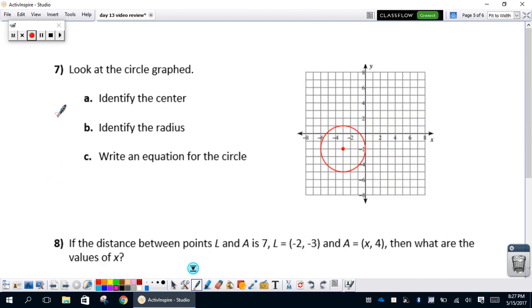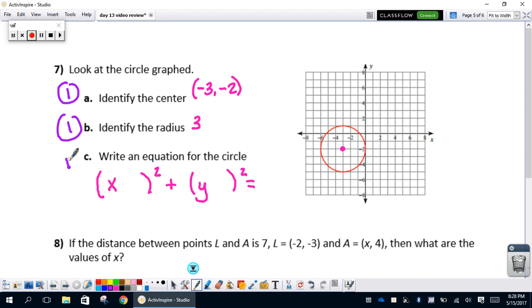Okay, number 7, look at the circle graph. All right, the center is right there for you. You really need to be able to identify that point. Okay, it's (-3, -2), and the radius would be 1, 2, 3. So my equation would be (x minus -3) squared plus (y minus -2) squared equals r to the second power. So I'll be checking to make sure you got that. You get 1 point for the center, 1 point for the radius, 1 point for the equation.